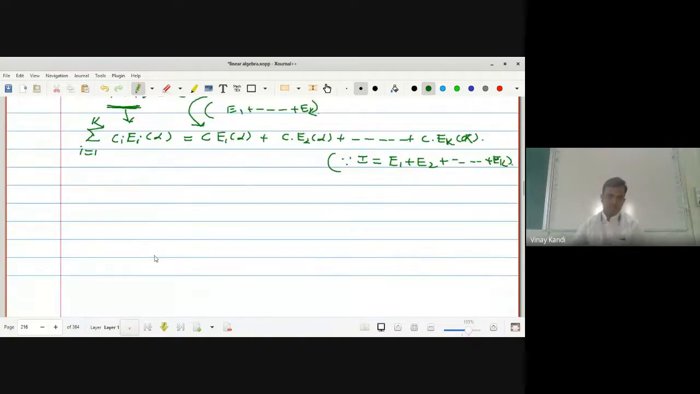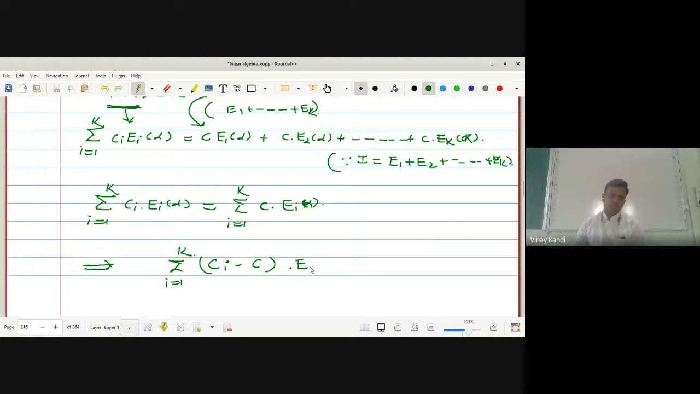So this one is the summation, i from 1 to k, of Ci into Ei of alpha, and this one is the summation, i from 1 to k, of C into Ei of alpha. Is it correct? Yes, sir. So this implies the summation, i from 1 to k, of Ci minus C into Ei of alpha is equal to 0, due to equation number 3. We have equation number 2.